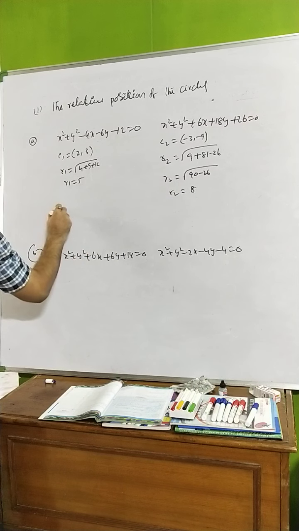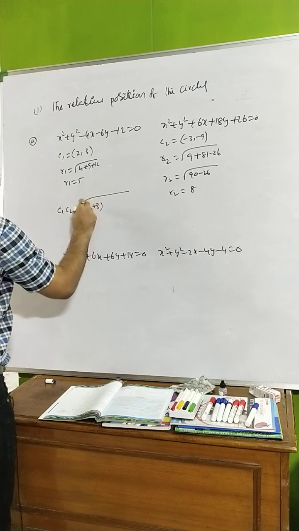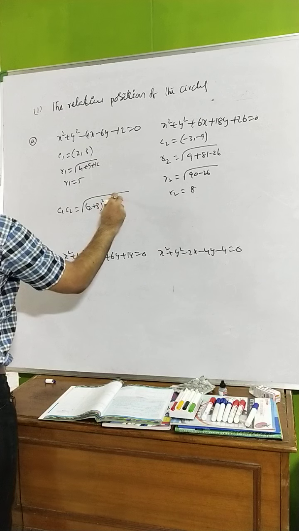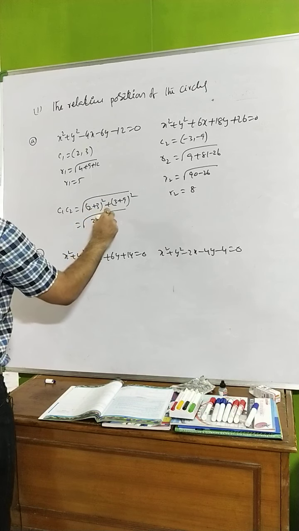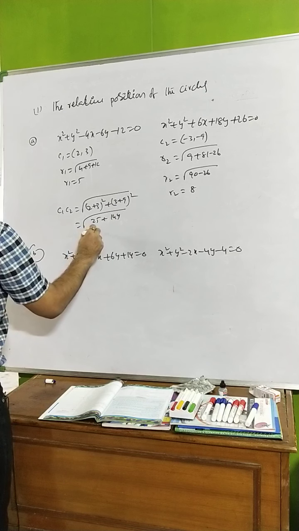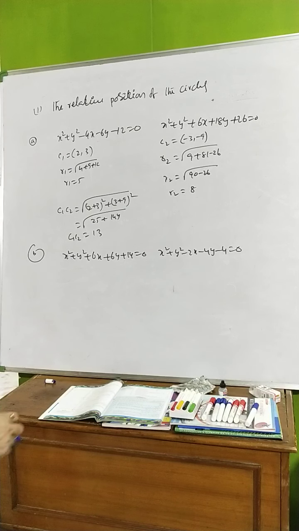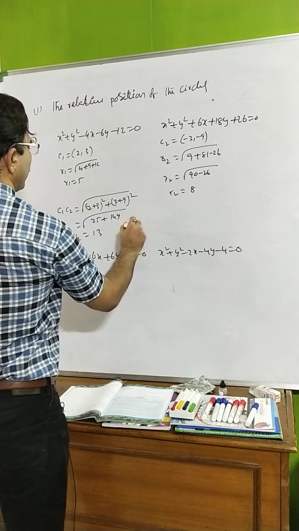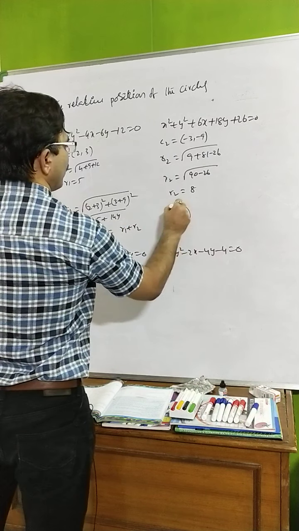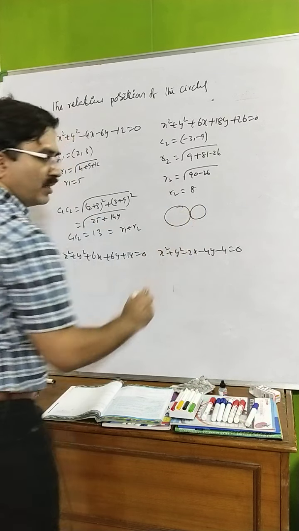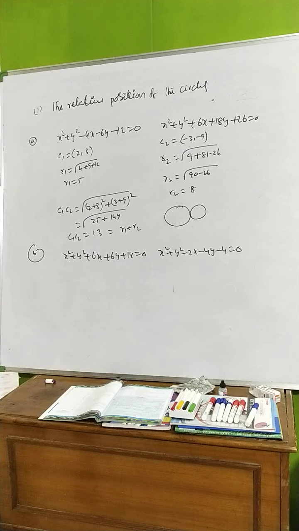Now what we have to do? We have to find C1C2. C1C2 is the square root of (2 plus 3) whole square plus (3 plus 9) whole square. So this one is 25, this one is 144, the total is 169, which means 13 you will get. C1C2 is equal to 13, we got it. Now it is very clear that C1C2 is equal to R1 plus R2. C1C2 equal to R1 plus R2 means the circles are going to touch externally.